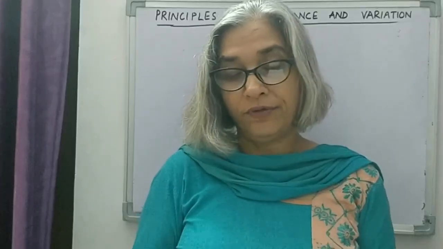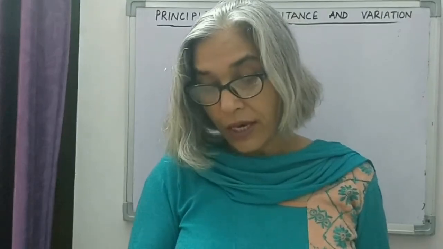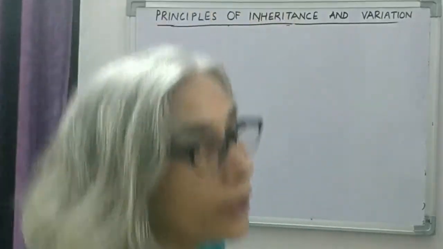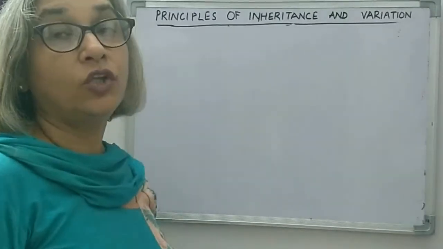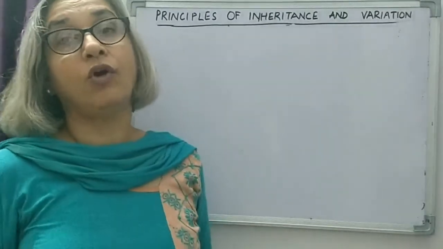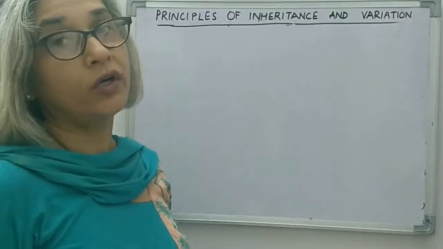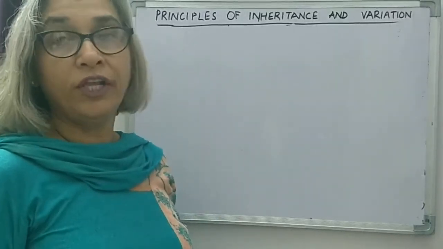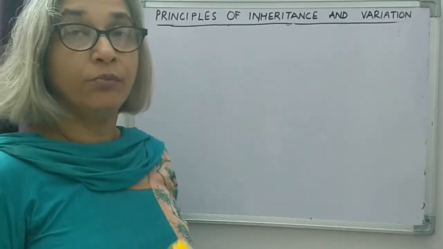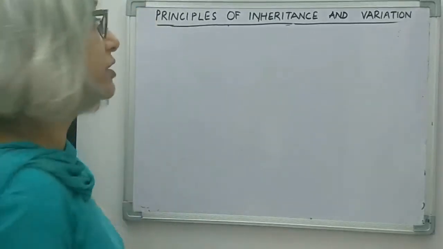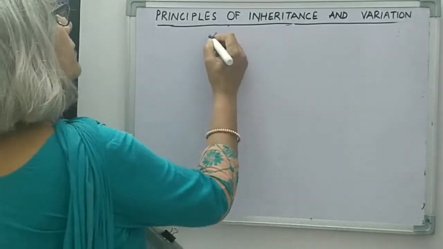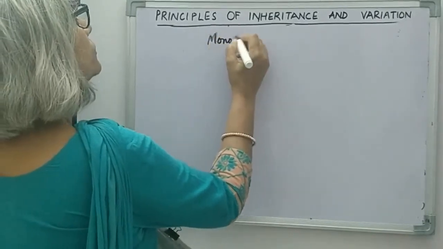Before I explain the laws, I will explain a monohybrid cross to you, because I told you the first 2 laws, the law of dominance and law of segregation, or the law of purity of gametes, are based on monohybrid cross or inheritance of one gene. So, monohybrid cross.